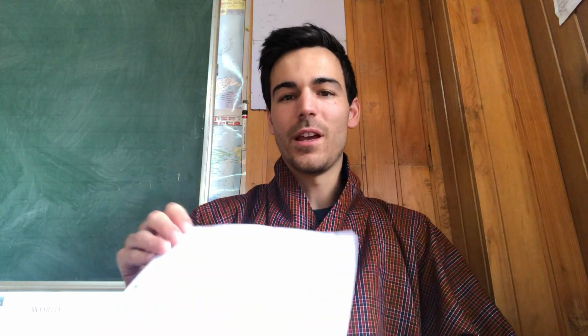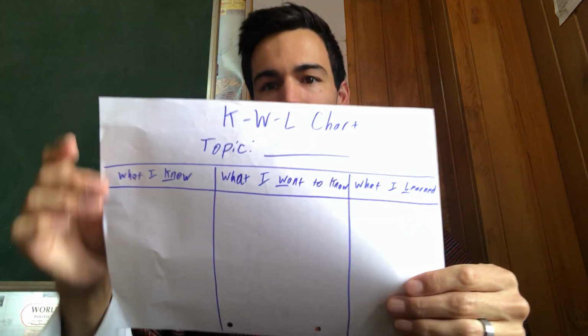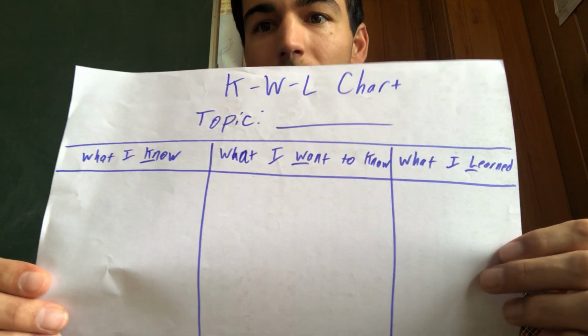Hello class, today we're going to be talking about how to make a KWL chart. So a KWL chart stands for know, want to know, and learned. This is something that we will do a few times probably throughout the year. And it looks something like this.